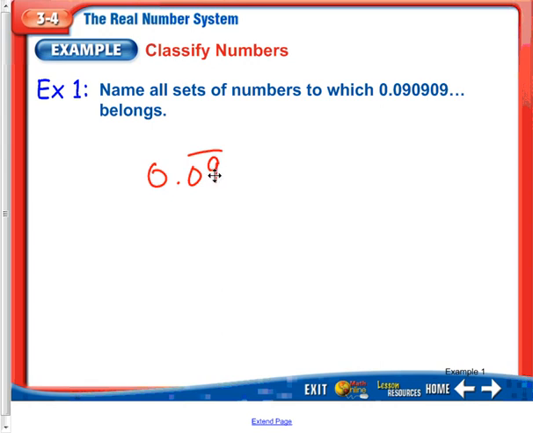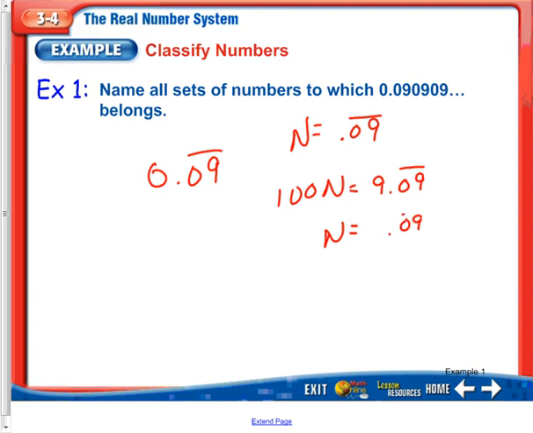Well, we know that we can represent repeating decimals as fractions because, you know, the whole n equals 0.09 repeating, and then there's two numbers repeating, so we can say 100n equals 9.09 repeating, then we can subtract n, which is 0.09 repeating, and so on. You guys get the idea. We can make this into a fraction. So this is a rational number, and that would be your answer for this problem.